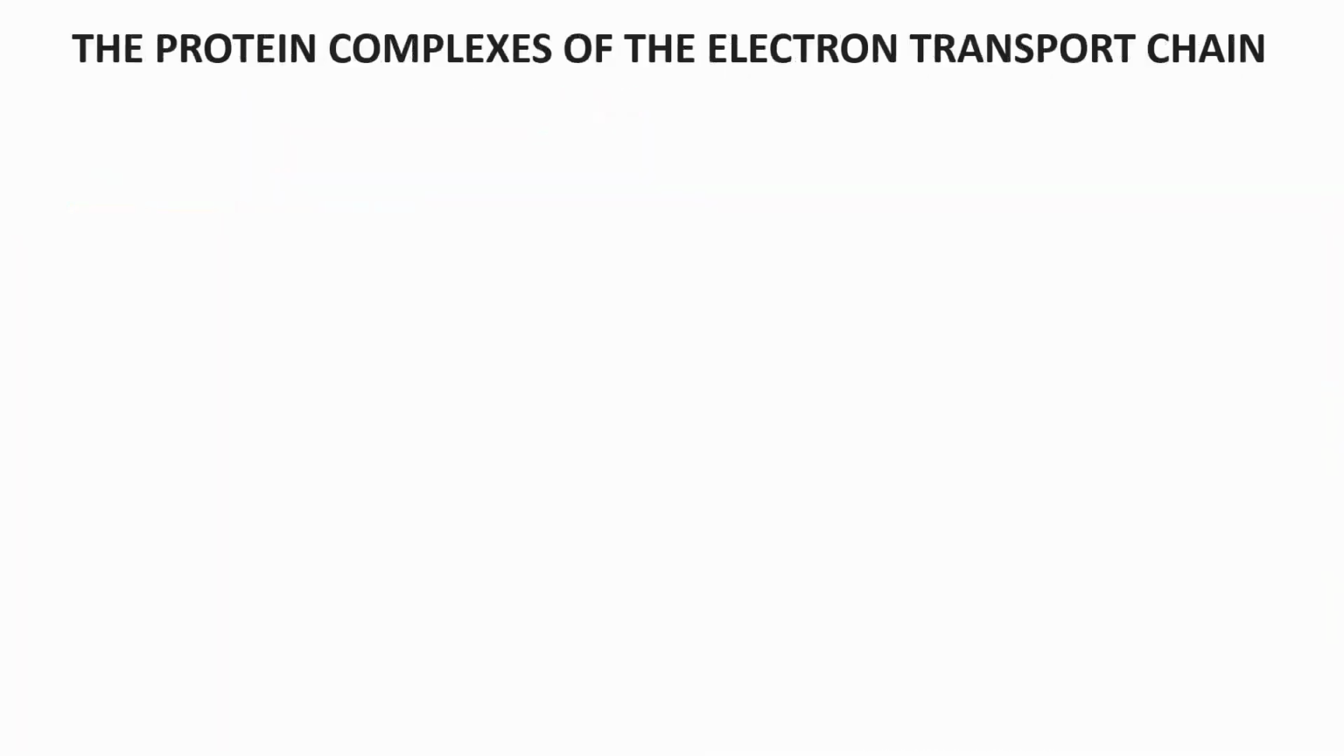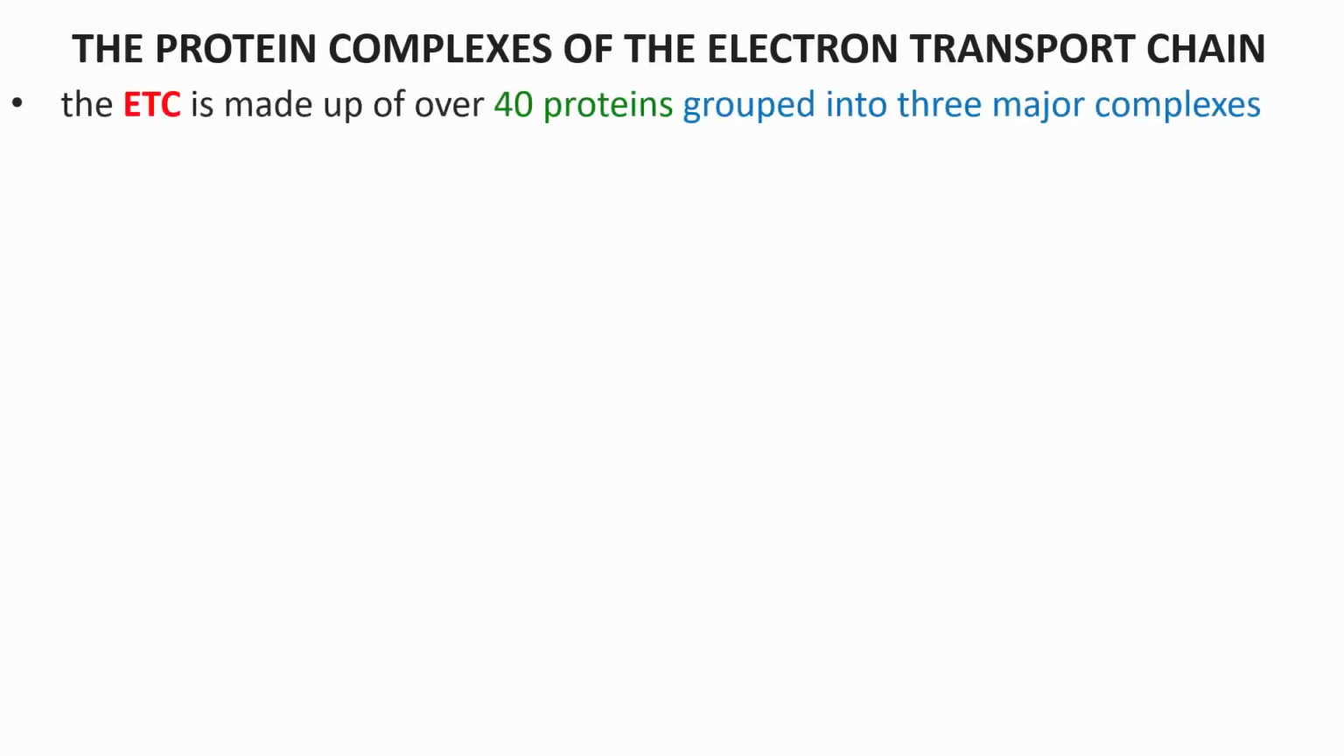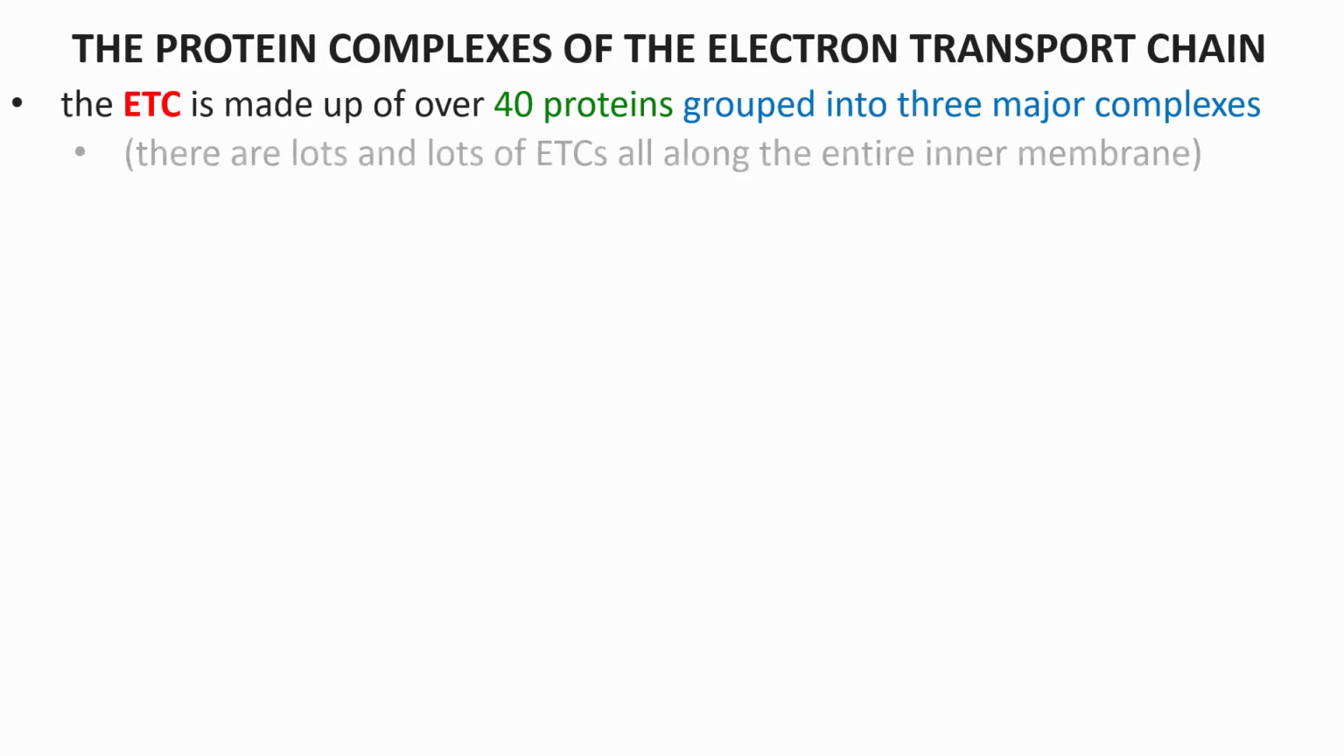Okay, so time to go one layer deeper into the complexity. Let's talk about the actual protein complexes that make up the ETC. The ETC is made up of over 40 different individual proteins, but they are physically grouped and conceptually grouped into three major complexes, complex 1, 3, and 4.